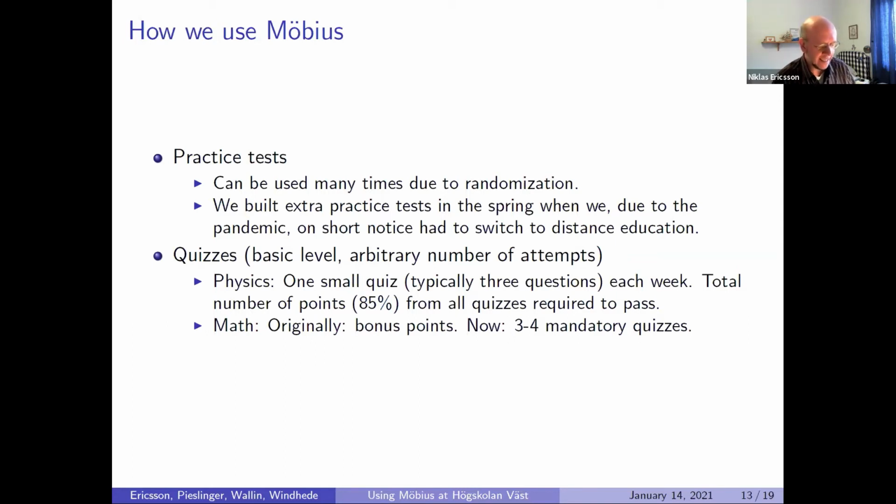We also used to have not mandatory tests, but tests that gave bonus points. And I think that was also very efficient. The students took the tests many times to get the maximum number of bonus points. And I think maybe the extra bonus points themselves did not matter so much, but all the practice, all the effort they had invested into getting these bonus points helped them very much in the final exam.